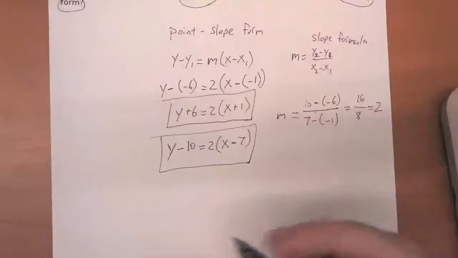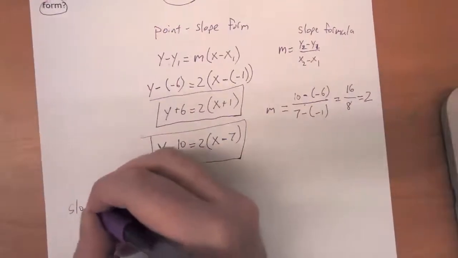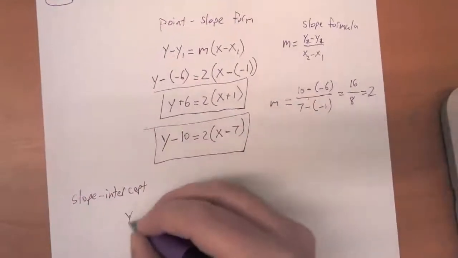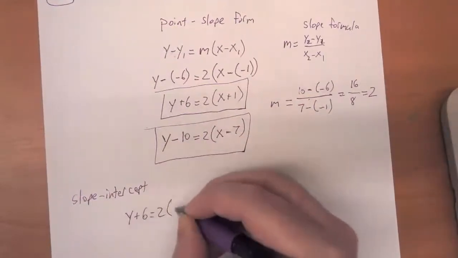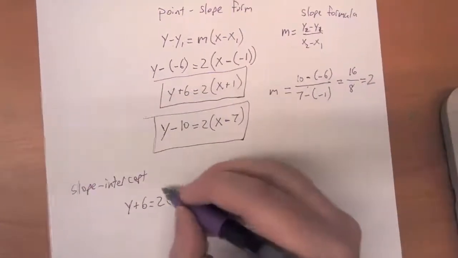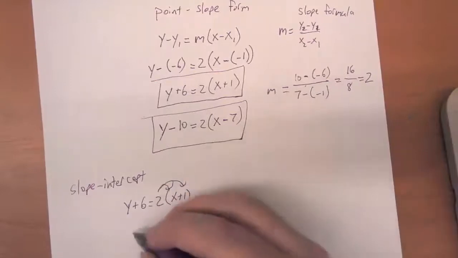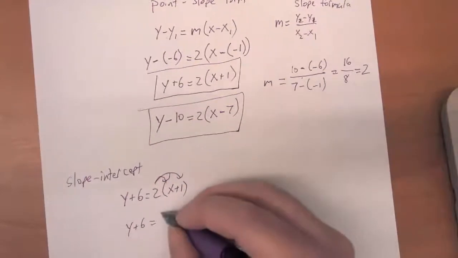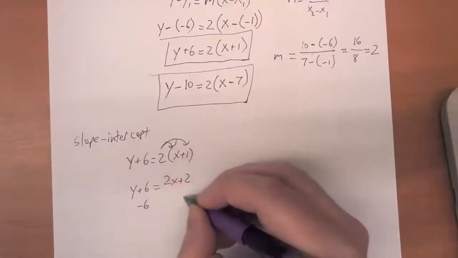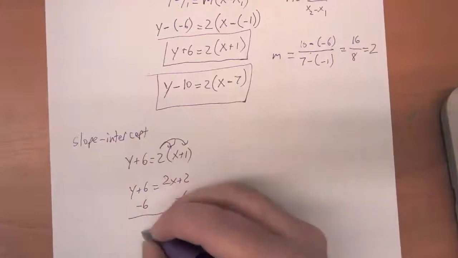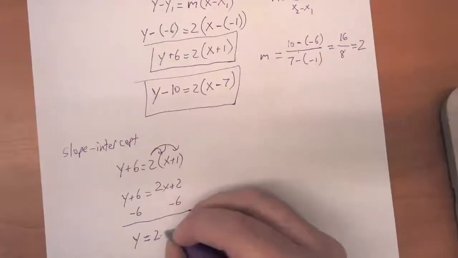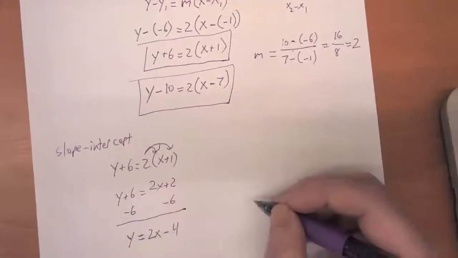If they happen to ask us for this in slope-intercept form instead, we could take y plus 6 is equal to 2 times x plus 1. And then to get this into slope-intercept form, first thing we do is we distribute. So that becomes y plus 6 is equal to 2x plus 2. And then we have to subtract 6 from both sides because in slope-intercept form, the y is alone on the left-hand side of the equation. So that becomes 2x minus 4.